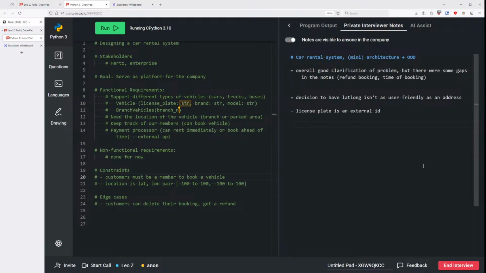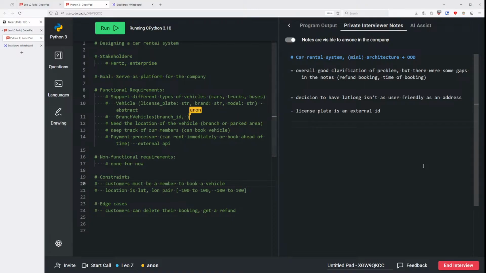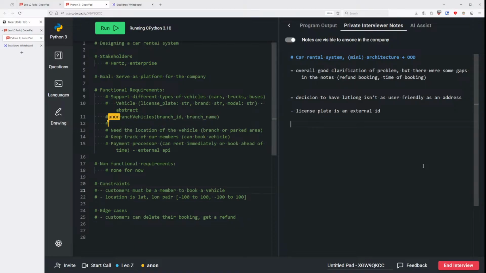Branch name, yeah. It probably has a branch ID actually as well, on top of the stuff already here. This is going to be an abstract class. And then branch ID, and there's also going to be the branch name. And for the vehicles that can park anywhere, I'll just refer to them as Evo vehicles, if that's fine. Yeah, sure. Okay, and then they'll have the location, so this is going to be a lat long pair.